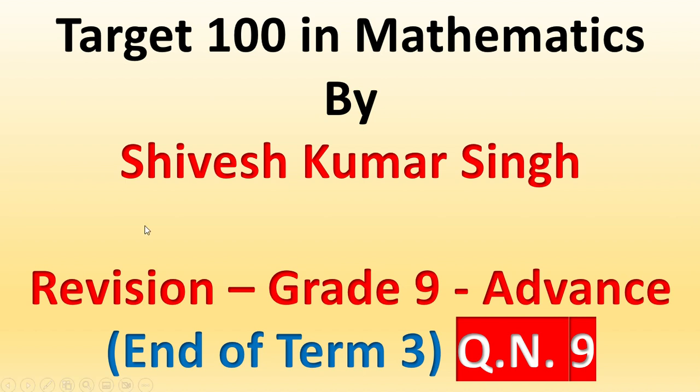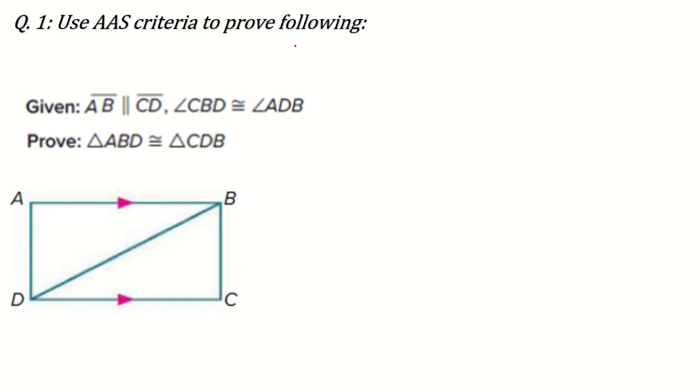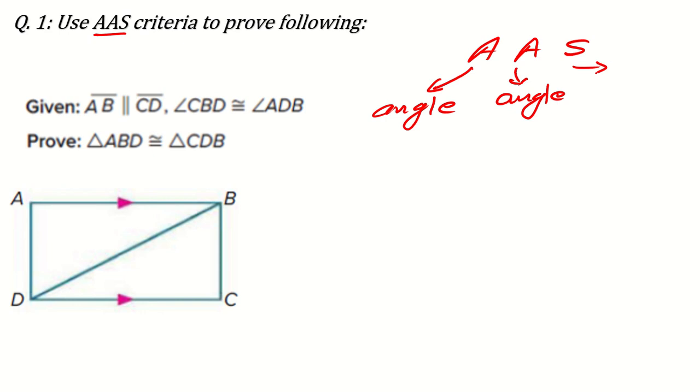Question can be solved using the AAS criteria. So first of all we'll see what the AAS criteria is. See, the alphabets are telling you: A means angle, this A also means angle, and S means side. So angle, angle, side. It seems very easy, but here is a trick for you. What is that trick? Please try to understand that.